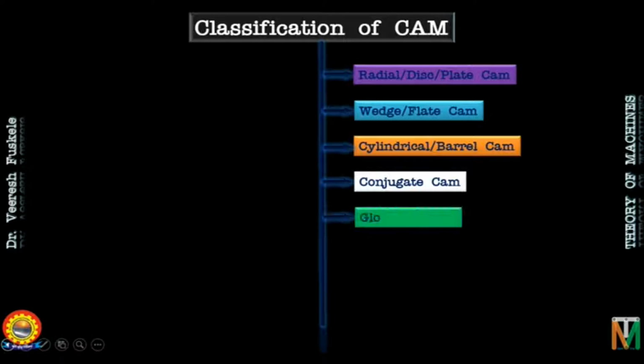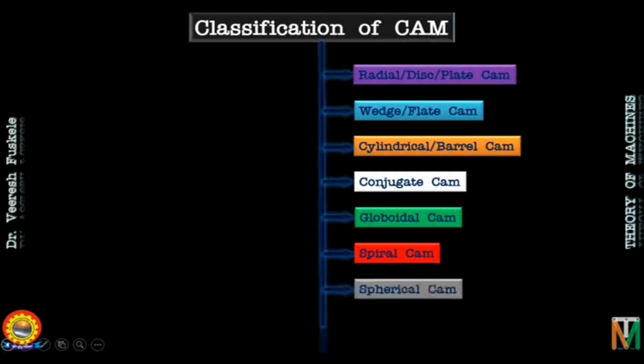Next we have globoidal cam, depending on the shape of the cam again, whether it is concave or convex, they are classified as globoidal cam. Next we have spiral cam, depending on the shape of the groove cut. In this case, the shape of the groove that is cut on the disc is of spiral shape. Further we have spherical cam. Again, the shape of the cam is spherical and the groove is cut over the periphery of the sphere. And at last we have end cam.